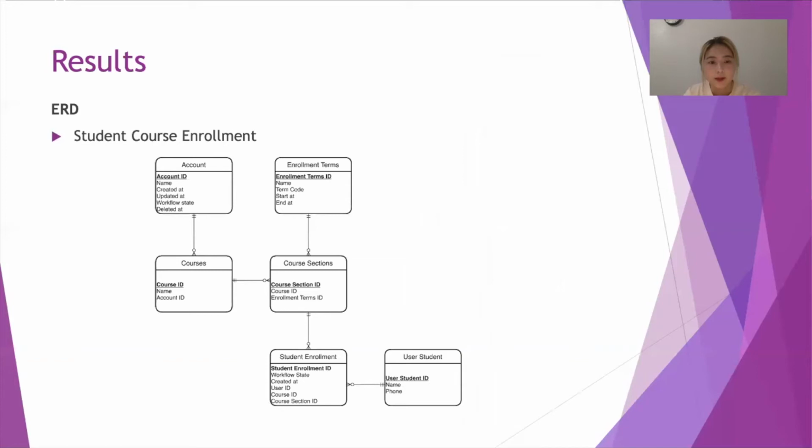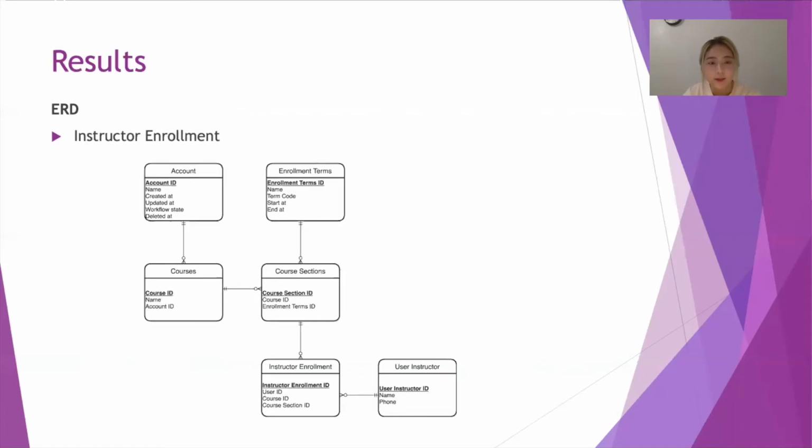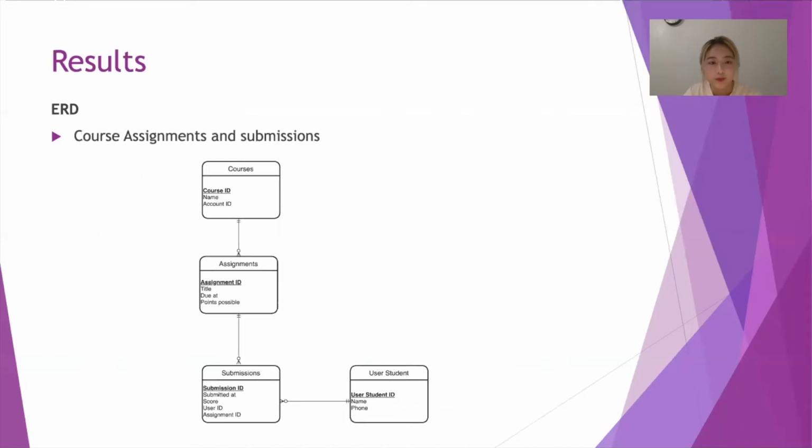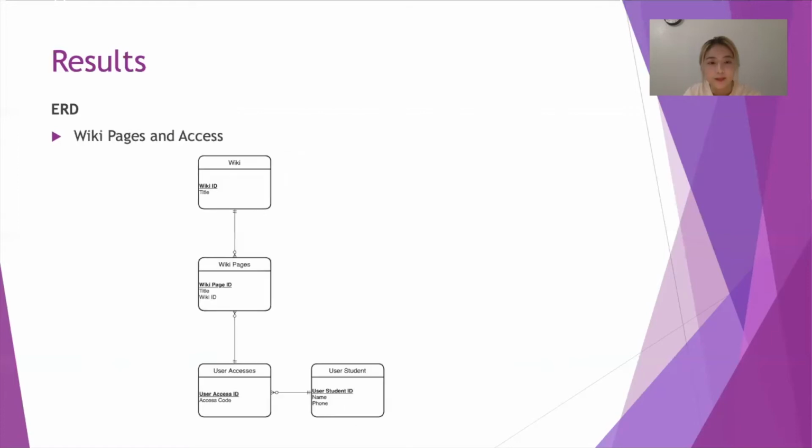I drew four entity relationship diagrams. This diagram describes student enrollments. This diagram describes instructor enrollments. This diagram is about course assignments and submissions. This diagram is about wiki pages and access.